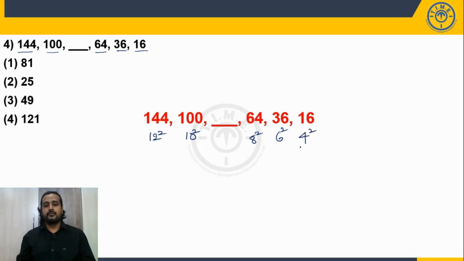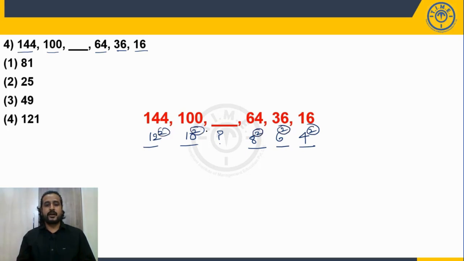Look at here: 4 square, 6 square, 8 square. If we feel it is even numbers, the next should be 10, then 12, and then 14. But here 12 and 10 are given. Now we need to identify the missing number. The numbers are squares, there is no doubt about that. The given numbers are perfect squares.